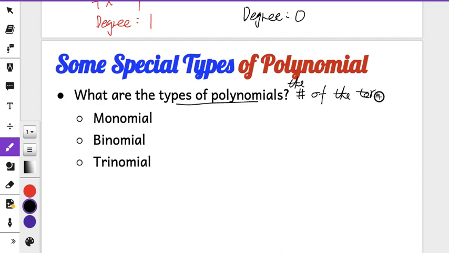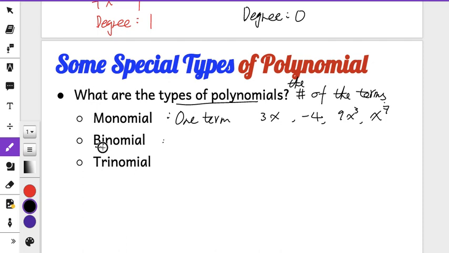What does that mean? Monomial means one term. So what are the examples we have? Like 3x, like just a number, like a very high exponent, or just a variable with an exponent, that's all fine. But this is just one term, so that's why it's called a monomial.